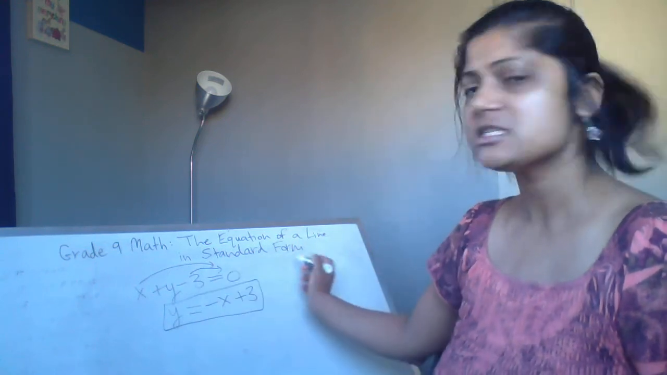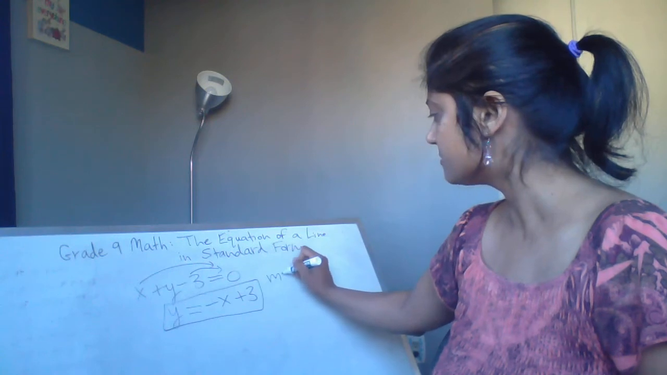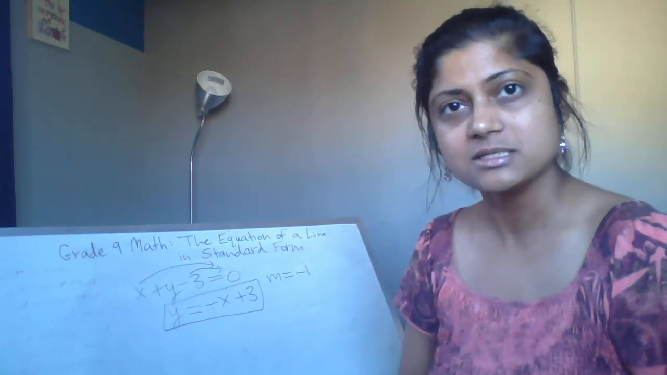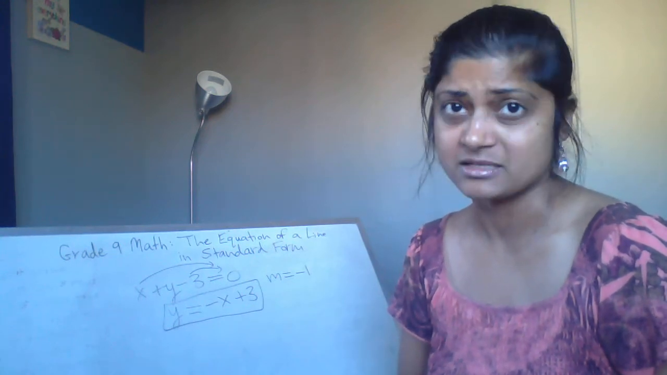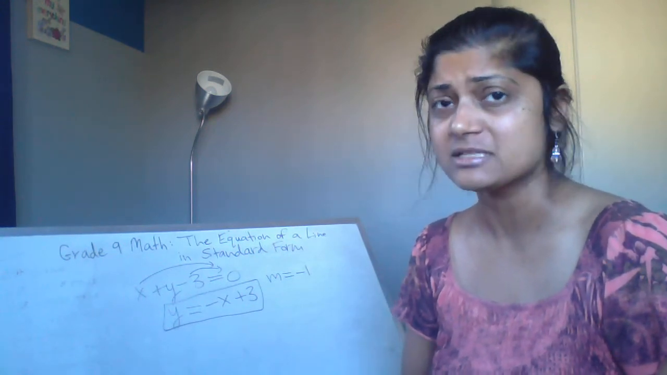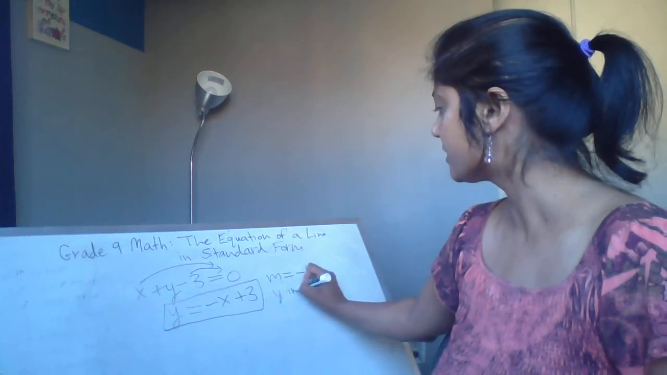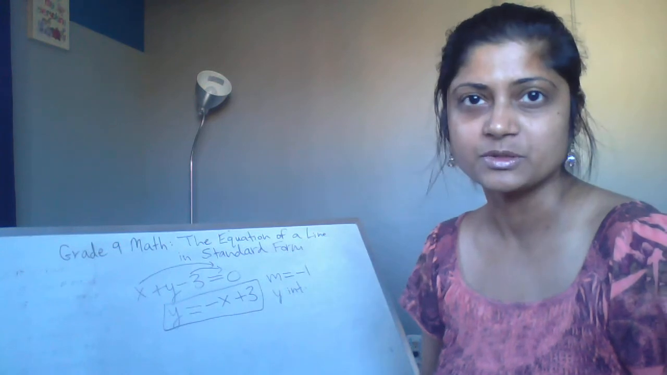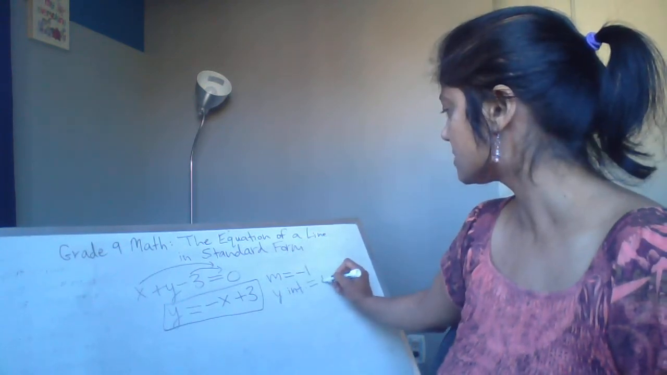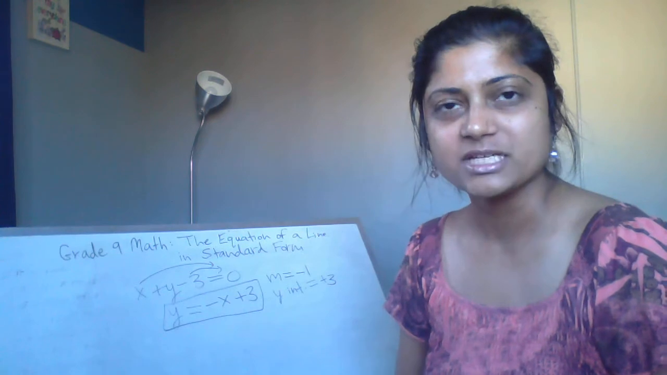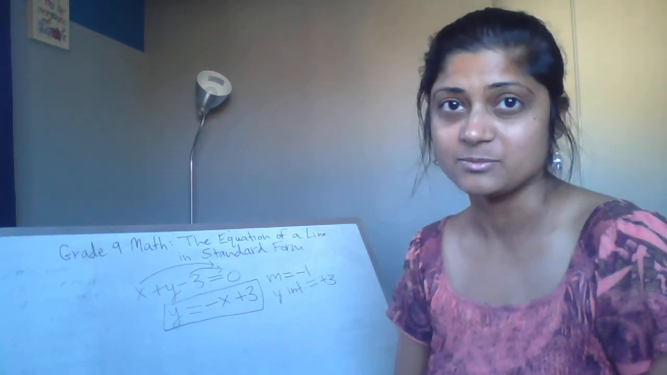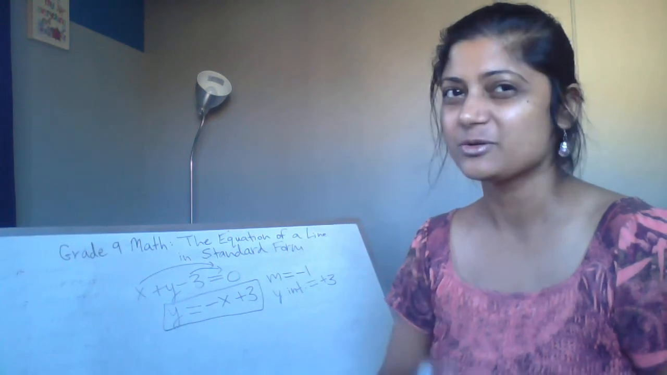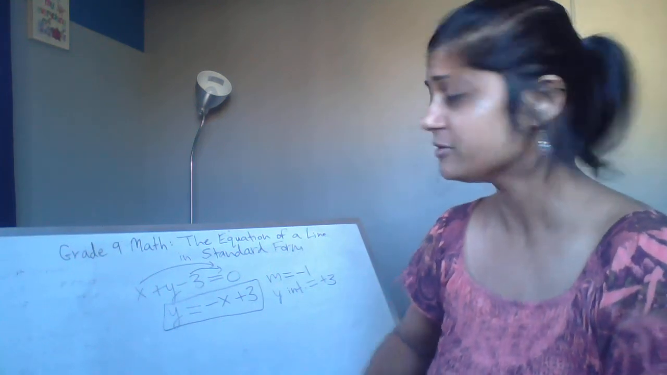I just need to identify what the slope is. So I'm going to put m equals negative 1. Whatever the slope is, it's the number that is in front of the x. That's what the slope represents. And I'm looking at the y-intercept. It is going to be the other number that doesn't have the variable. So the y-intercept is equal to positive 3. Make sure you're taking the sign in front all the time, whether it's for the slope or for the y-intercept.